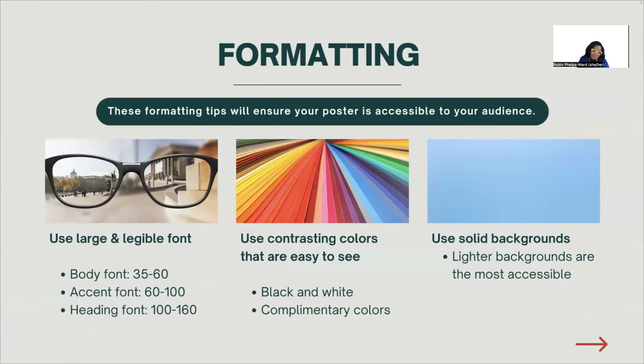All right, so let's talk about formatting. One thing that's important with posters, because you're going to have people looking at your work from a distance, at least 6 feet, is to make sure that the font is large enough to be legible. So for body font, you're going to stay between 35 and 60 point. Accent font, which is like what we see here, the use large and legible font, is going to be between 60 and 100, and your heading font between 100 and 160. If you're going less than 35, it's going to be very difficult for your audience, visitors, to read. So make sure you use a legible font and think about the font type as well.